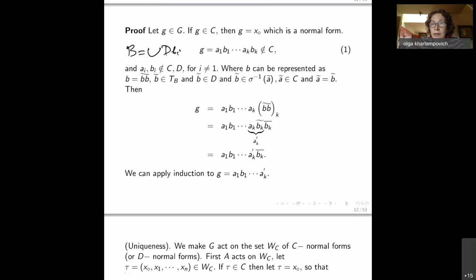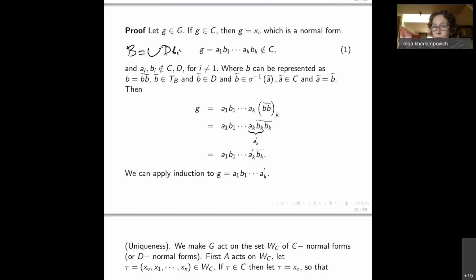Okay, and then b tilde corresponds to an element a tilde, which is in C. So let me rewrite my G this way. It's A_1, everything here unchanged. And then instead of B_k, I write b tilde times b bar_k, where b bar is an element from the transversal, and b tilde belongs to D. And therefore, it also belongs to C. It is equal to an element which belongs to C in the group.